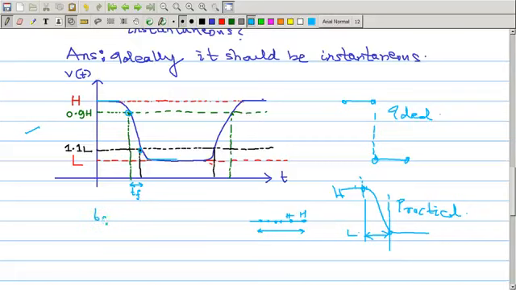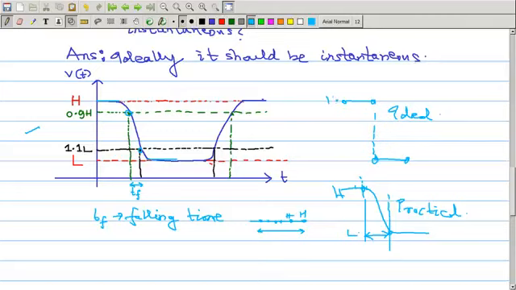So TF is called the falling time. That is the time required by the signal to fall from the high value to the low value. High value means not the exact high value, but I take it to be 0.9H, and then 1.1L. If it is the ideal circuit, then definitely that time will be 0, because this is the ideal case over here.